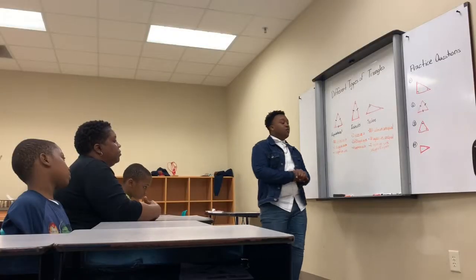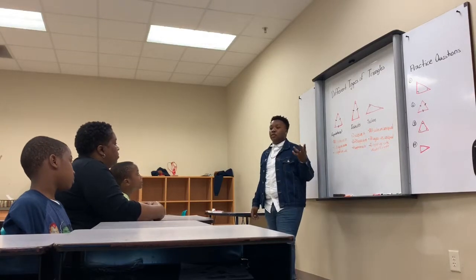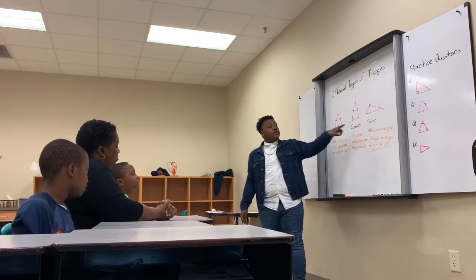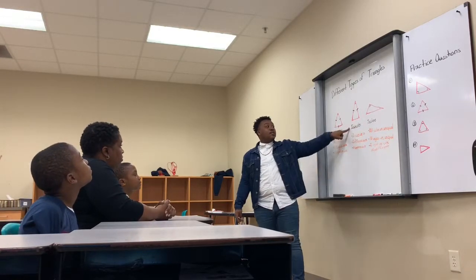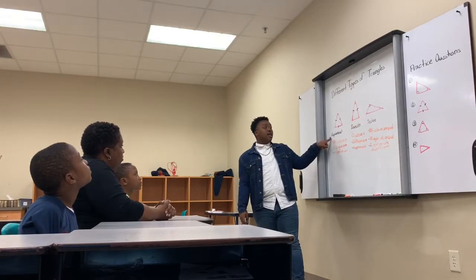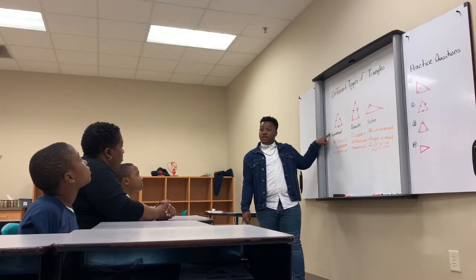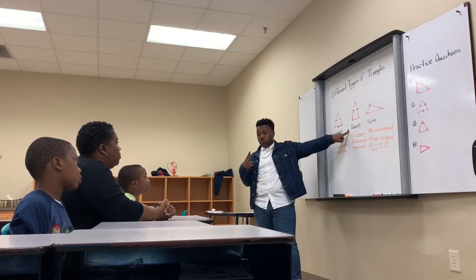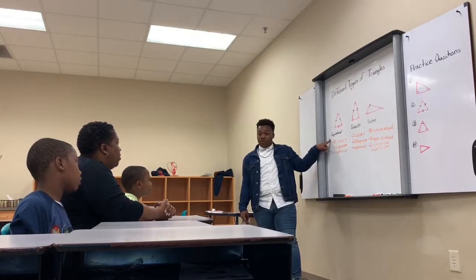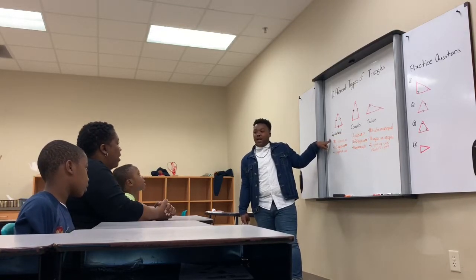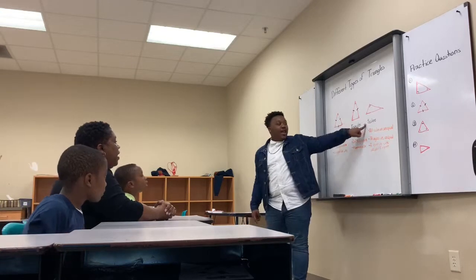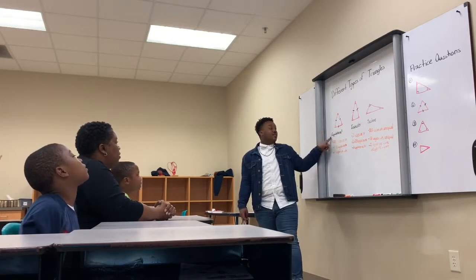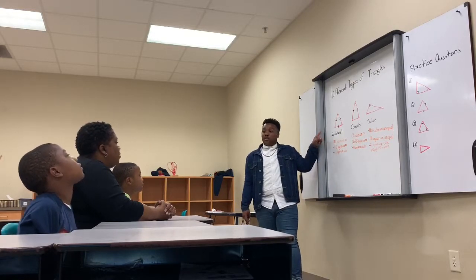Good. All right, so now we're going to go over a little chant I have to help us remember types of triangles, right? So, scalene is no sides, isosceles is 2 sides, equilateral, that's 3 sides. One more time. Scalene is no sides, isosceles is 2 sides, equilateral, that's 3 sides.